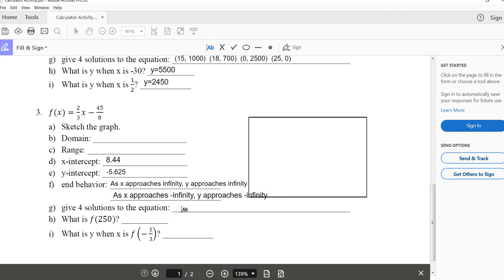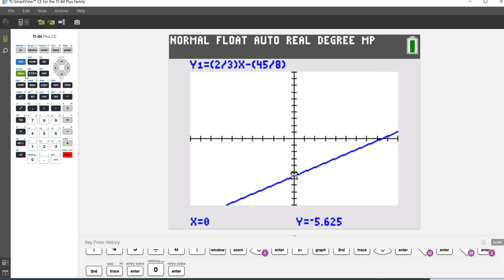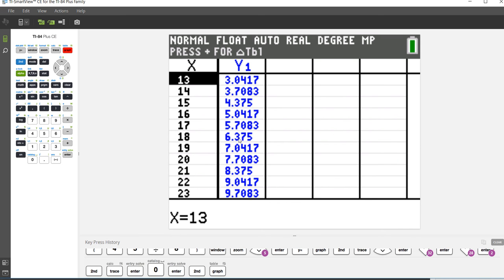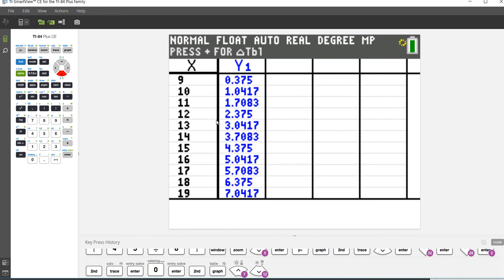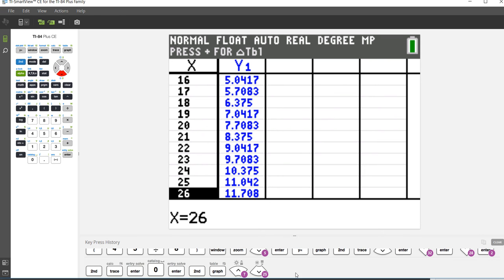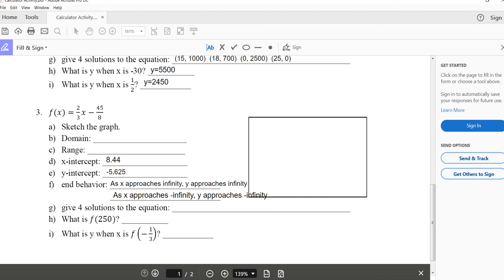Okay. Give 4 solutions to the equation. I'm going to let you do this, but I'll show you how to find them. Second, right above graph, you got table. Here I have a number of ordered pairs. You can go up, you can go down. You can look at any ordered pair you want here. So just pick out 4 and you're solid.